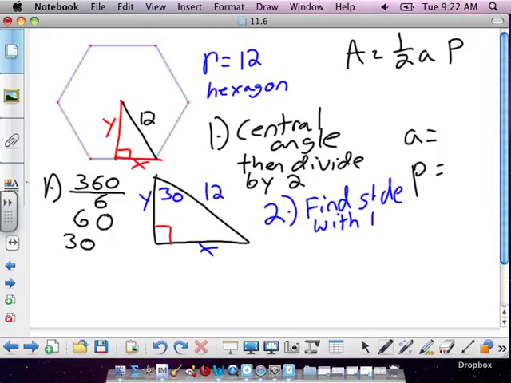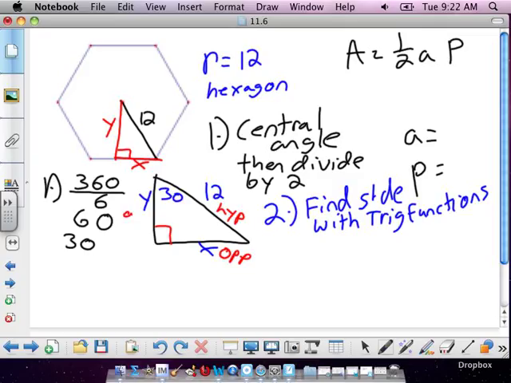Okay, so with my trig function, what's the first thing we like to do? We like to label our triangle. So what is 12? Hypotenuse. What is x? Opposite. And what is y? Adjacent. What do you want to find first? We're going to find x first.